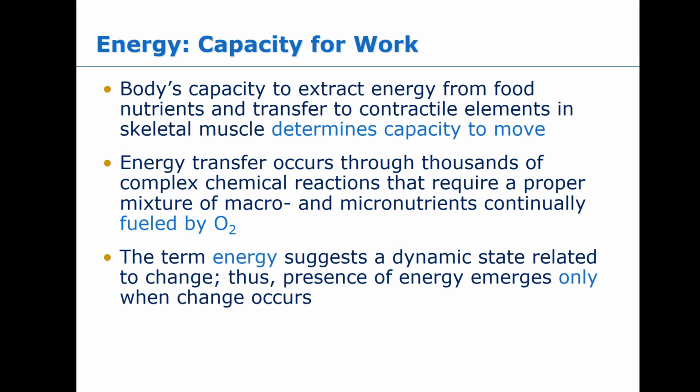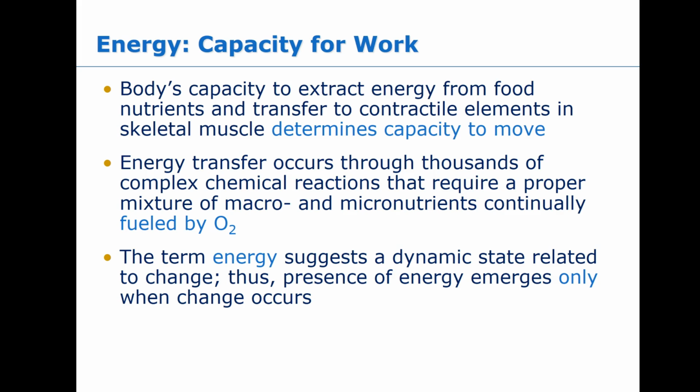So Chapter 5 really looks at the body's capacity to extract energy from those food nutrients and transfer it to the skeletal muscles' contractile elements, which really determines the capacity for physical movement. That's a big reason why we started off with a lecture in Chapter 3 regarding carbohydrates, proteins, and lipids. They are the starting foundation for our discussion into getting our muscles to move and then developing into some type of movement like athletic performance.